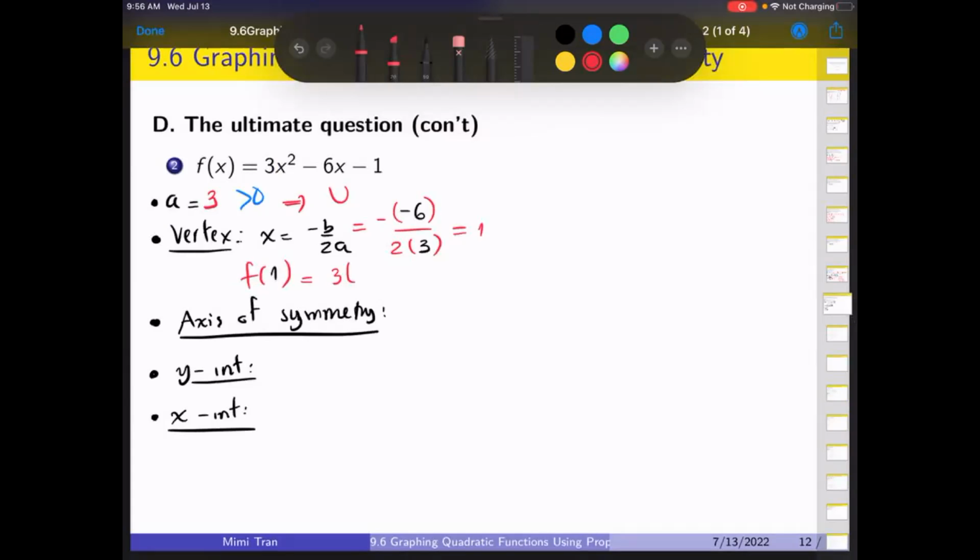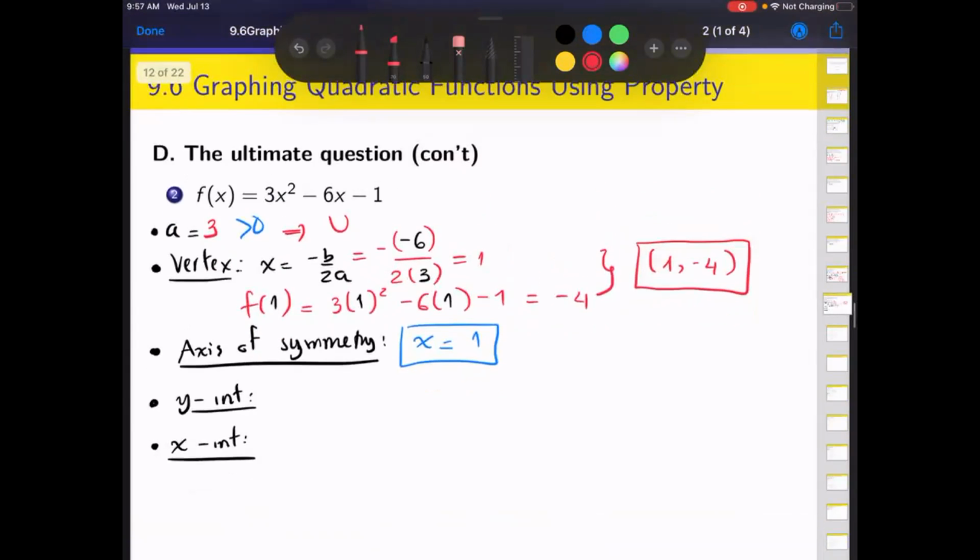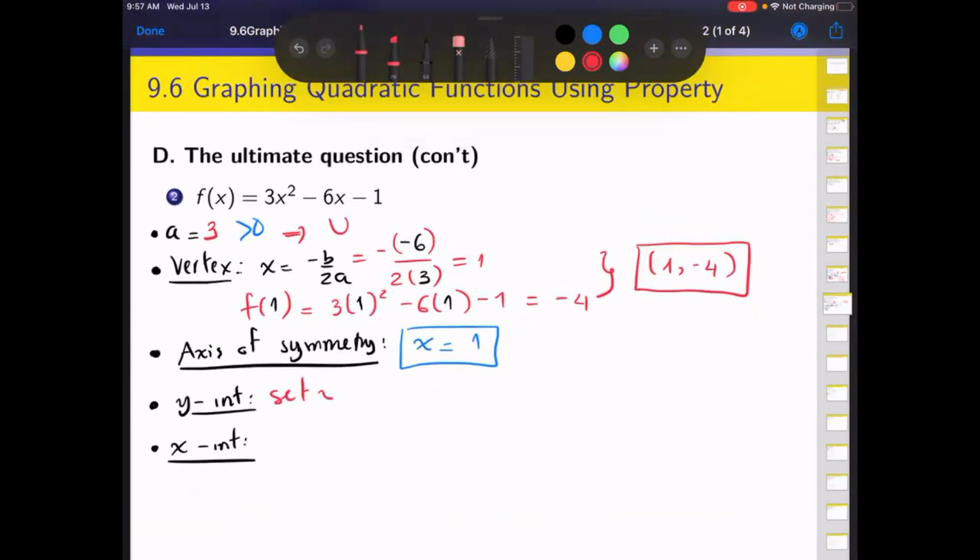So I got 3 times something squared minus 6 times something minus 1. Plug 1 in. I got 3 minus 6 is -3, minus 1 is -4. So your vertex is (1, -4). And then the axis of symmetry is x equals 1. And then for the y-intercept, set x equals 0. Then y equals -1. So you have (0, -1).